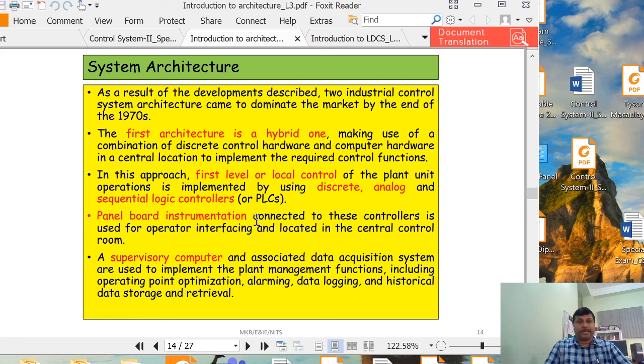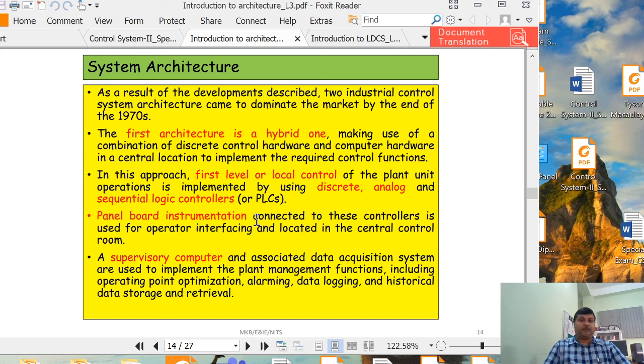So here we are telling that as a result of the developments described, two industrial control system architectures came to dominate the market at the end of the 1970s. The first architecture is the hybrid one, making use of a combination of discrete control hardware and computer hardware in a central location to implement the required control function.